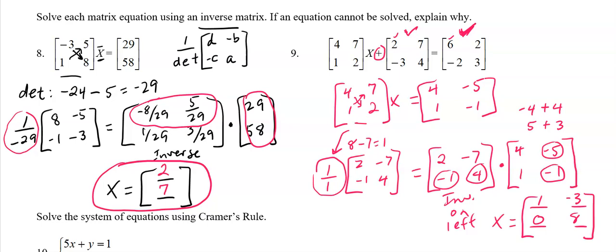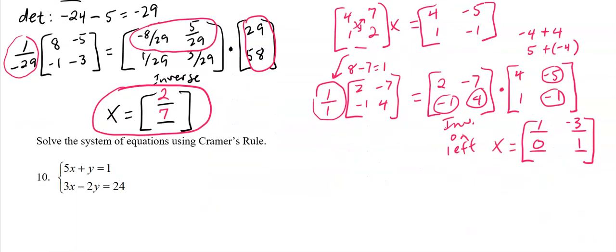Whoa, hold on. Just write that. 4 times negative 1 is negative 4. So 5 plus negative 4 is 1. Okay, I think we got it. All right.